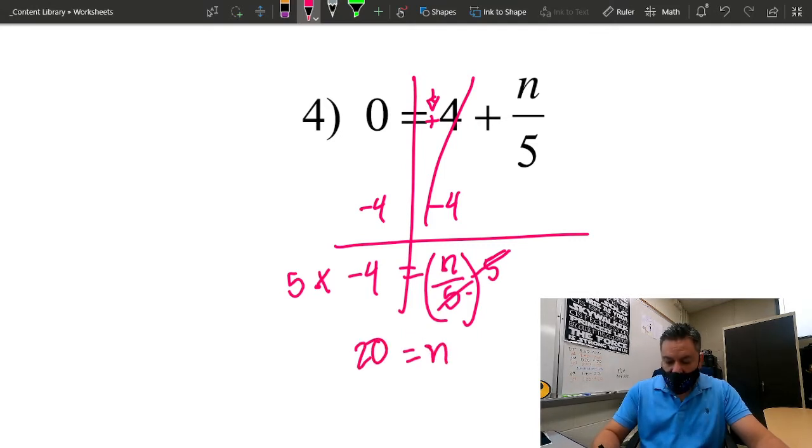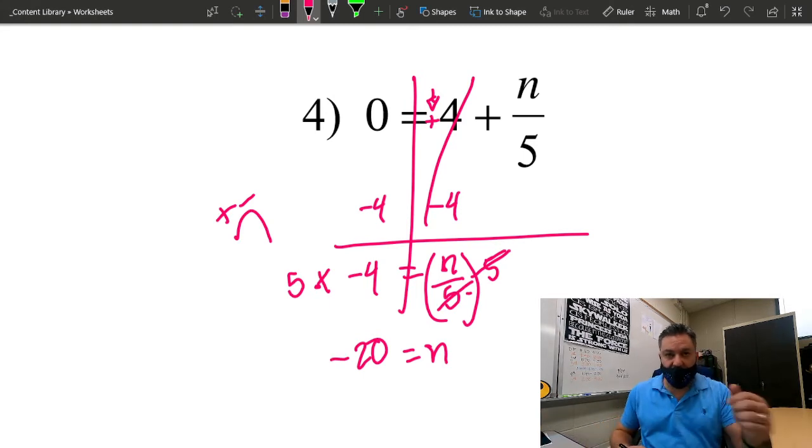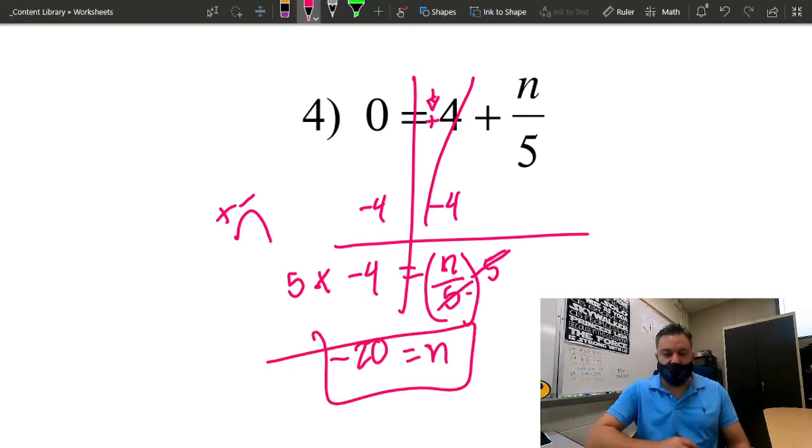20. Now, we got to pay attention to the sign rules, right? So I have a positive and a negative. So is it going to be happy or sad? Sad. So my answer is going to be negative. My answer is going to be negative 20.